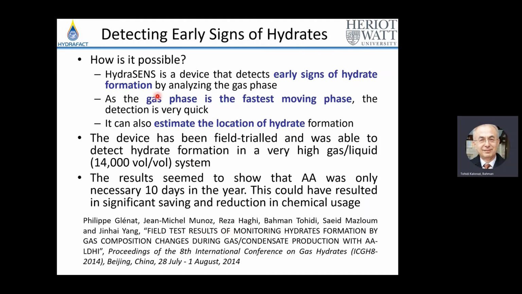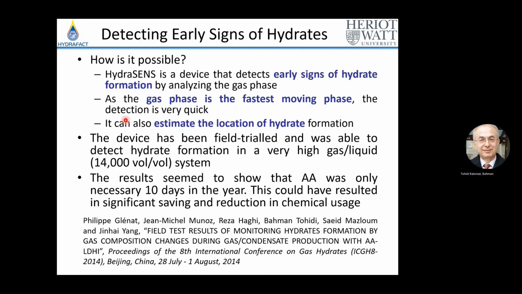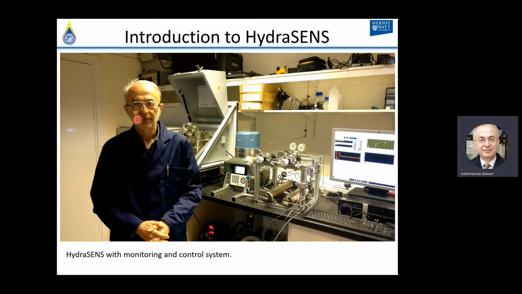You can use here the test and field trial, and this was a case where we had a very high GOR system, 14,000, and they were using anti-agglomerant, and the result shows that only 10 days in the year they had the risk of hydrate formation. This is HydraSENS. You see me here, and the whole prototype is here.